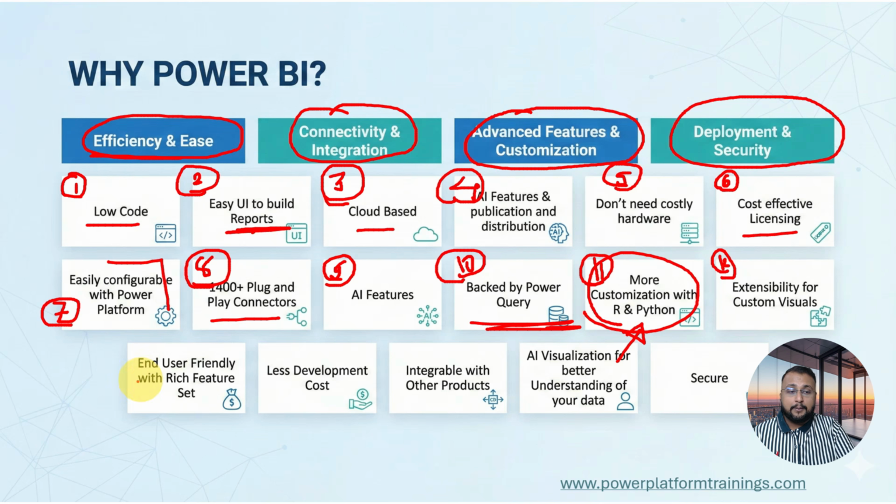Okay, number 13 is all about end user friendly and rich feature set. Now, what do we mean by this feature? So far we talked about it from a developer perspective, right? But what if, as an end user, I'm opening the report, how easy is it for me to explore the different features.